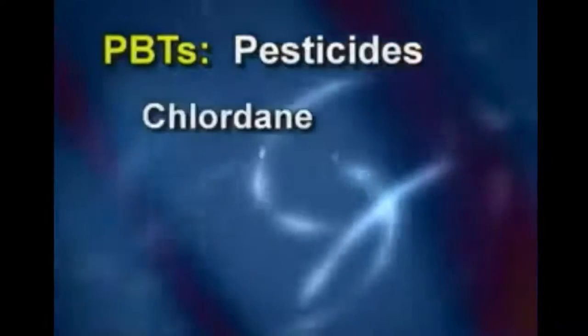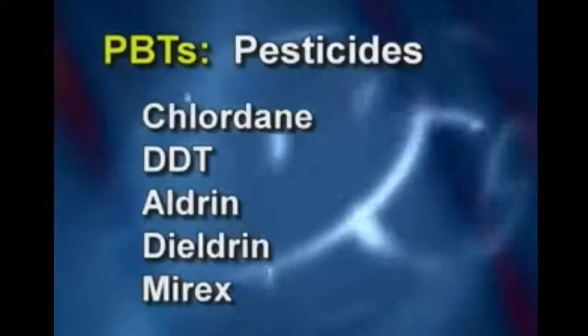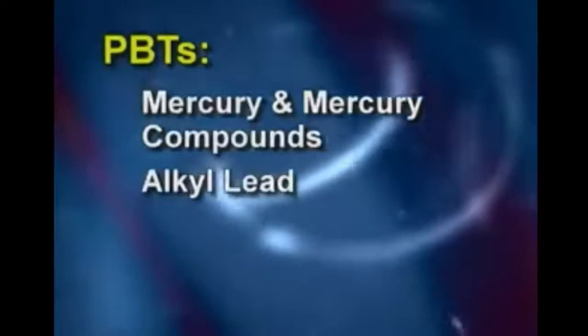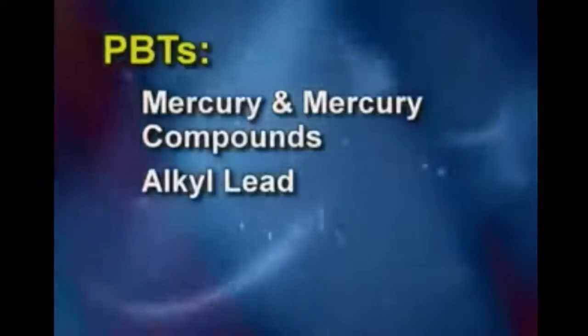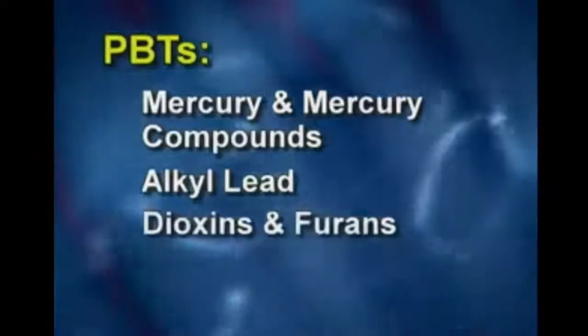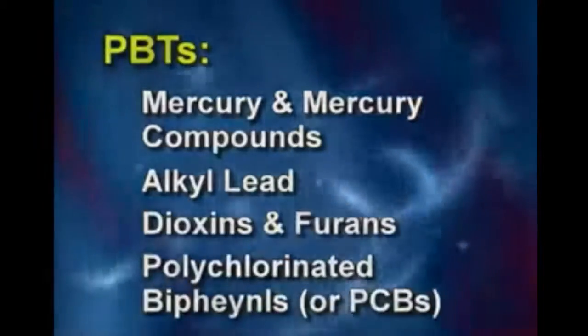PBTs include certain types of pesticides that were once used in the U.S., including chlordane, DDT, Aldrin, Dieldrin, Mirex, to name a few. PBTs also include mercury and mercury compounds, alkyl lead, which was the type of lead once used as an anti-knock compound in leaded gas, dioxins and furans, and polychlorinated biphenyls, or PCBs.